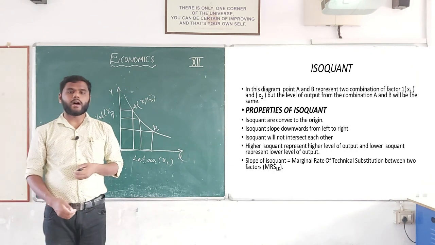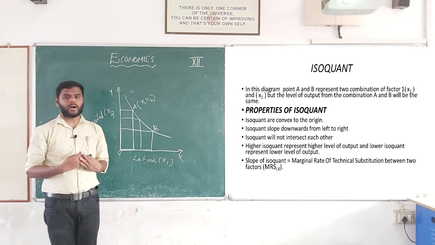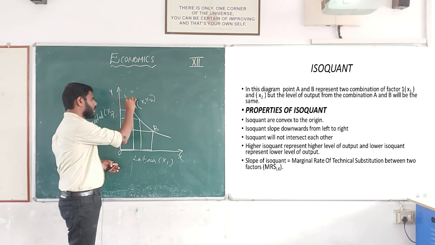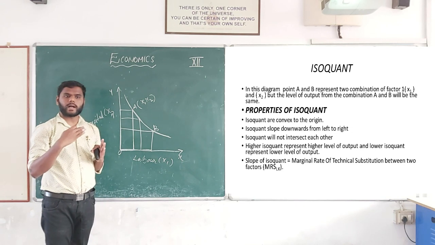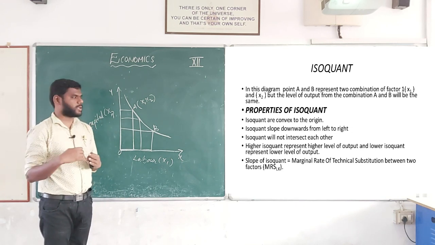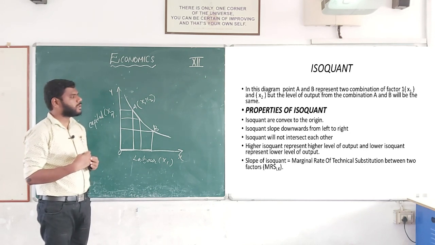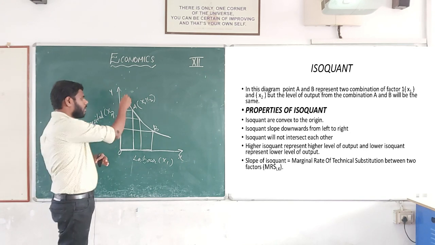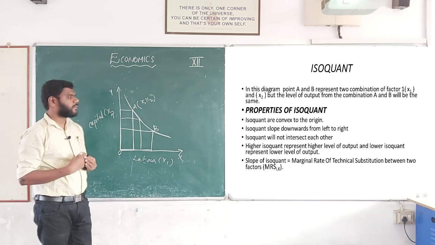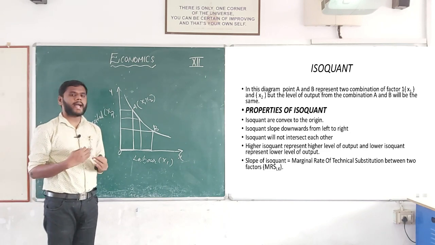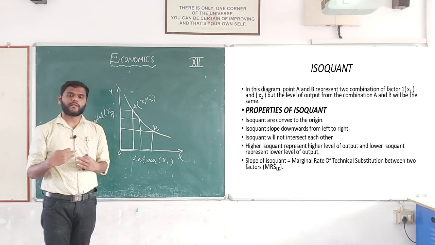Yes, properties of isocount. The first property, isocounts are convex to the origin. See, isocount is convex to the origin. It is a curve that is convex to the origin. Next one, isocount slopes downward from left to right. Third one, higher isocount represents a higher level of output and the lower isocount represents a lower level of output.